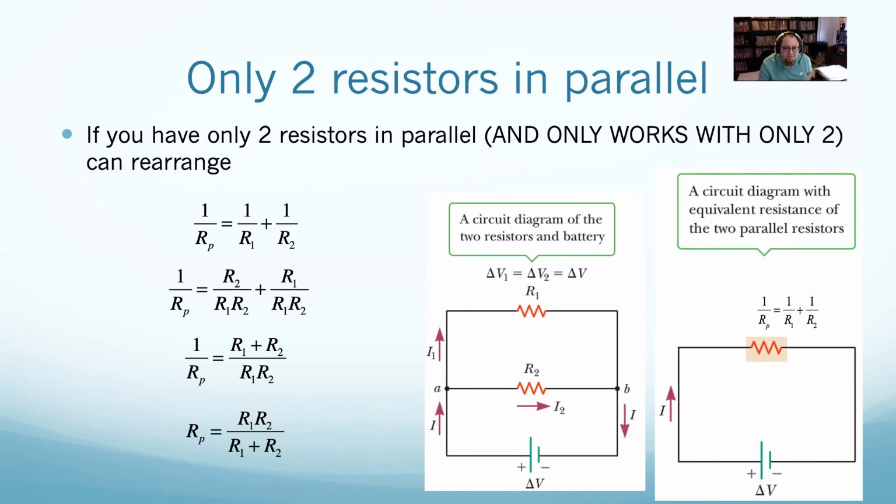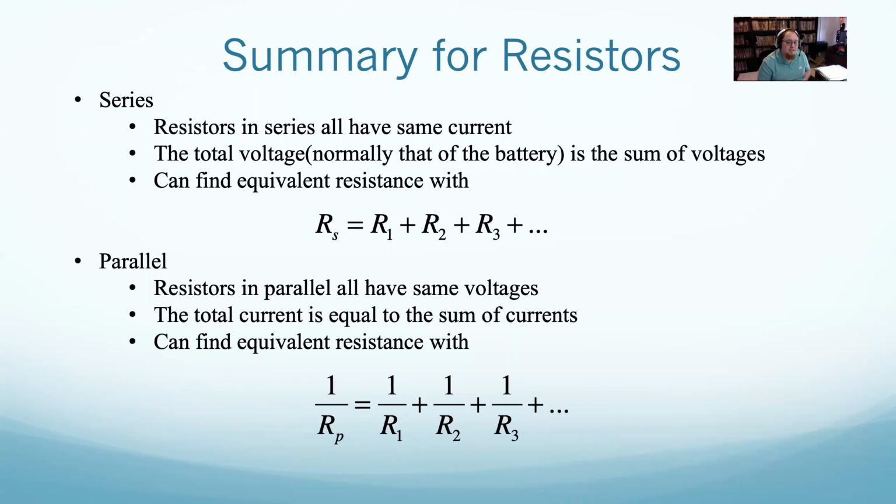But in general, in series, all the resistors have the same current, and the total voltage over all the resistors will be that of the battery. And the equivalent resistance is just add them up. In parallel, all the resistors have the same voltage, and the total current is the sum of the currents. And this equation gives the sum of the resistances.